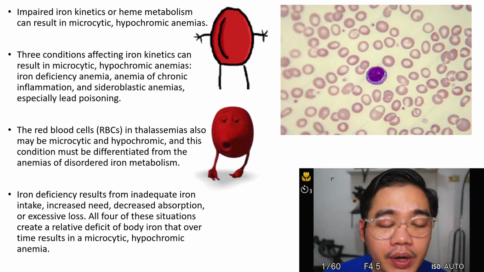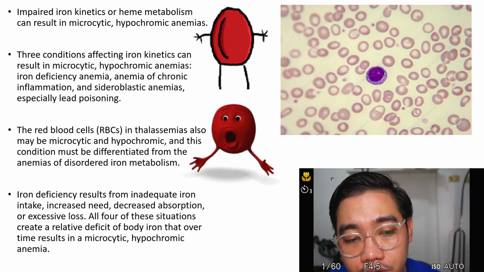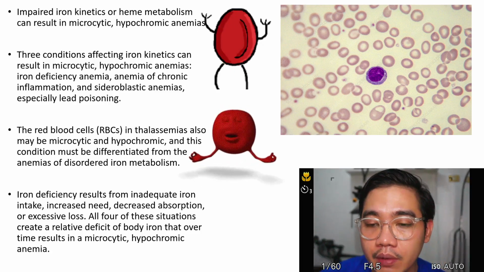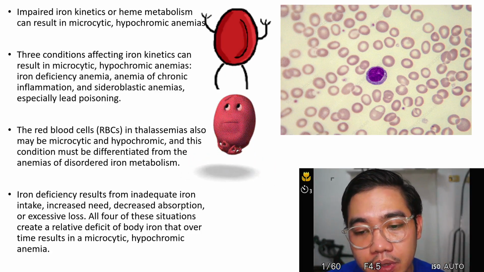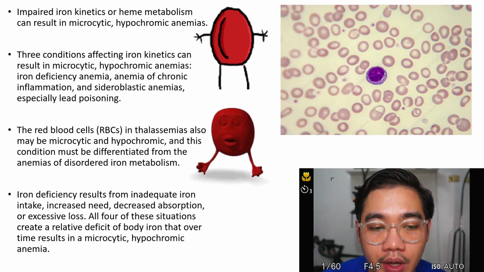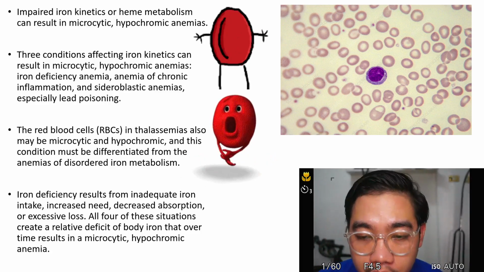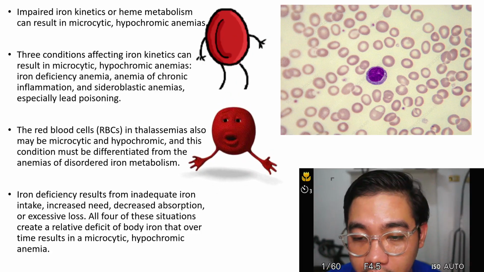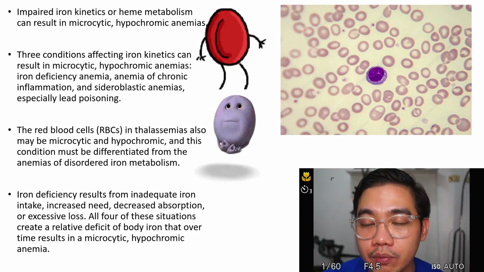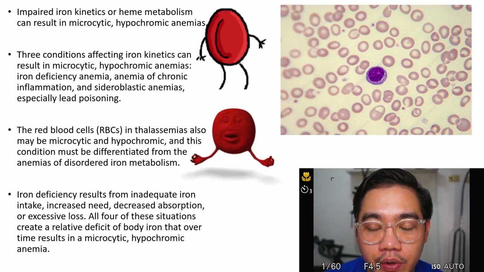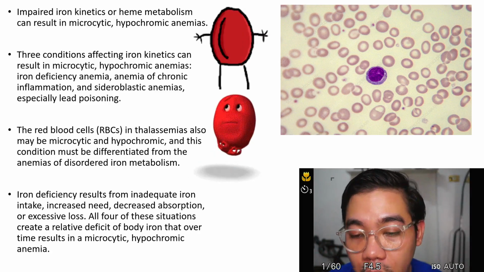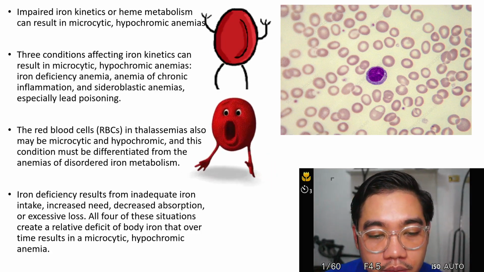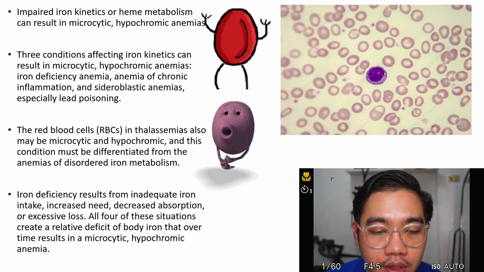Red blood cells in thalassemias may also be microcytic and hypochromic, but this is a different animal from your usual problems in iron metabolism, because in thalassemias, instead of the iron being deficient, the problem is in the globin portion of your hemoglobin. So there's a quantitative problem with globin production in thalassemias. So iron deficiency results from inadequate iron intake, increased need.